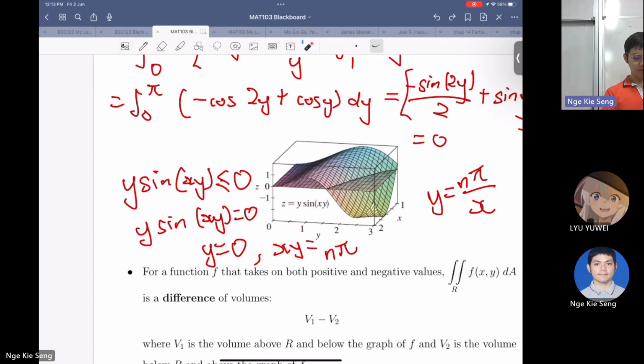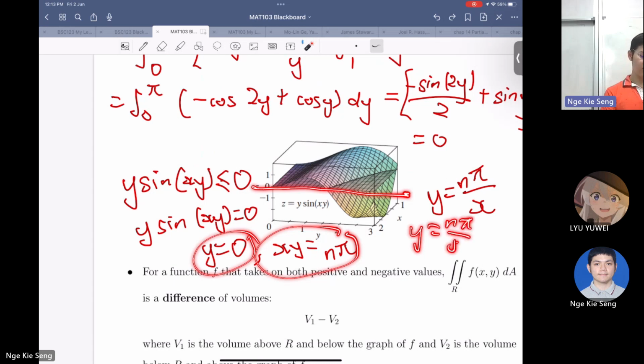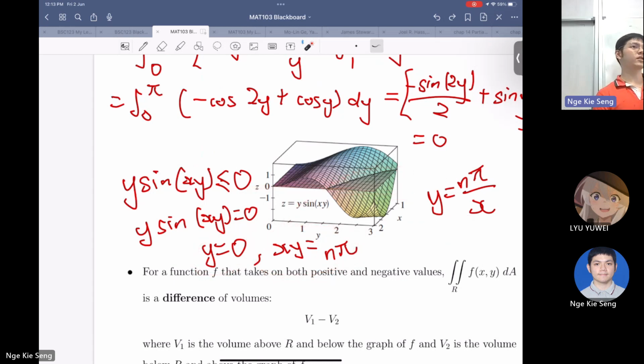Pi. Okay, so it is n pi. So when x and y multiply together, you get n pi, then you get 0. Okay, so these two equations here actually slash out two lines, right? y equals 0 and y equals n pi over x. So you will slash out two lines in the domain.